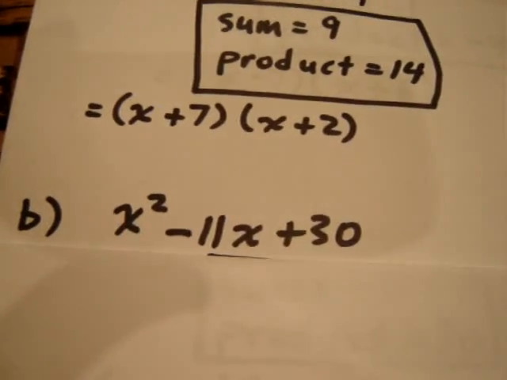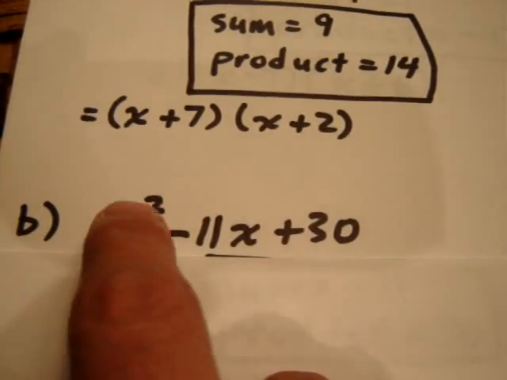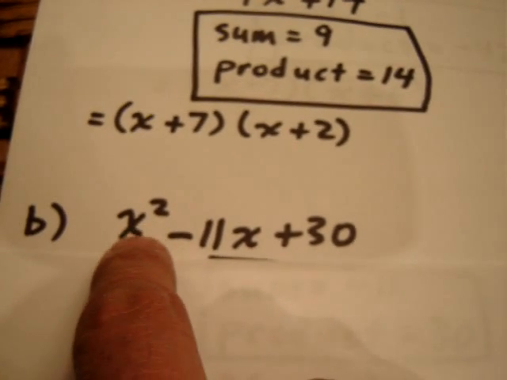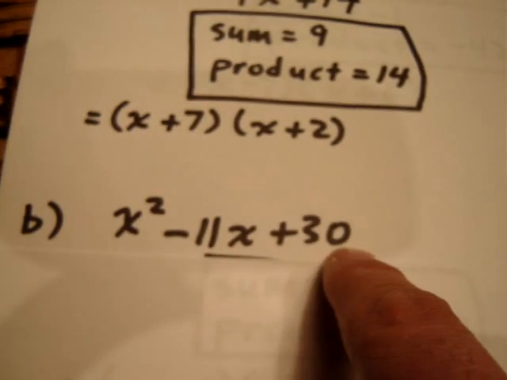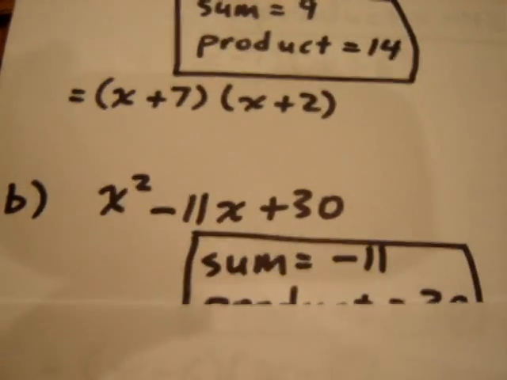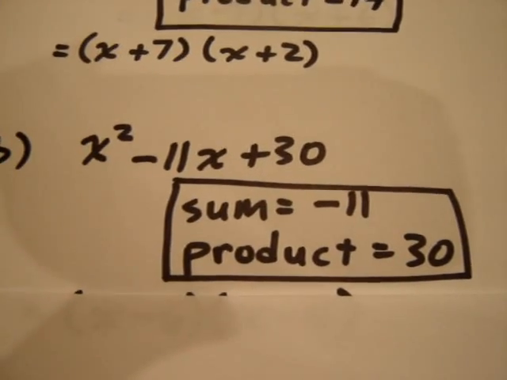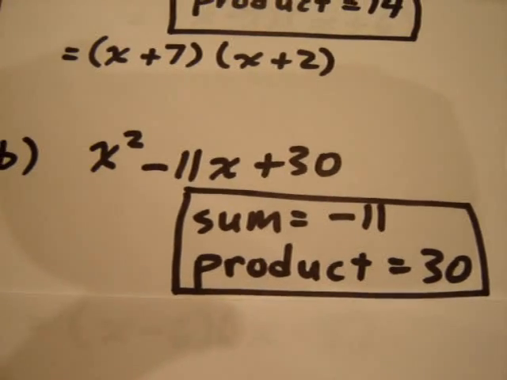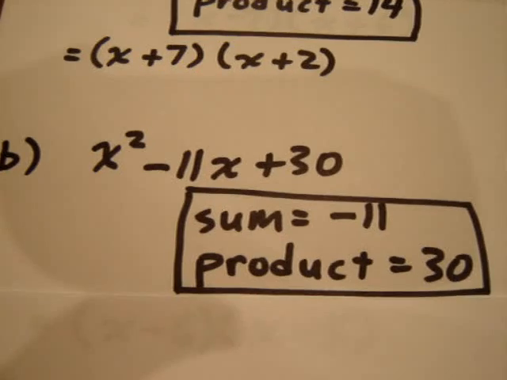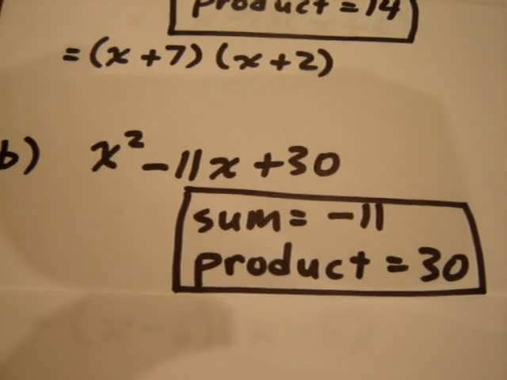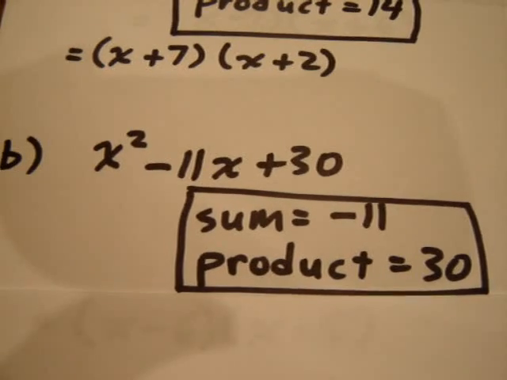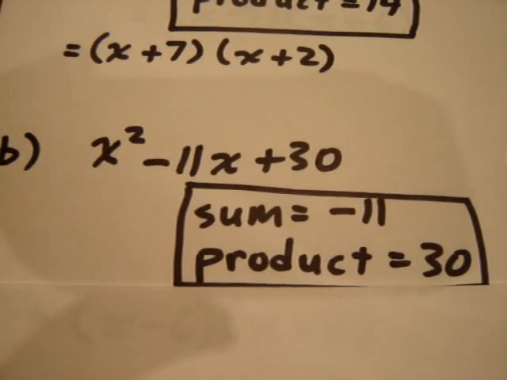x squared minus 11x plus 30. Well, again, this is in our friendly form. Leading coefficient is 1, degree 2, degree 1, degree 0. And so we look for two numbers with a sum of negative 11 and a product of 30. And this is where sometimes people get confused because they say, well, how can two numbers add up to a negative and multiply to a positive? And what we forget sometimes is that two negative numbers multiply to be a positive number.